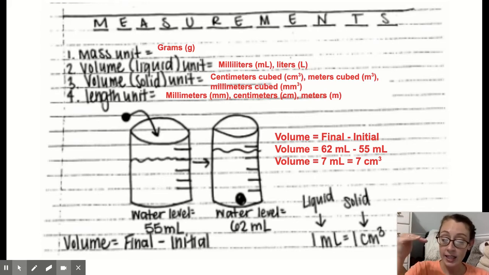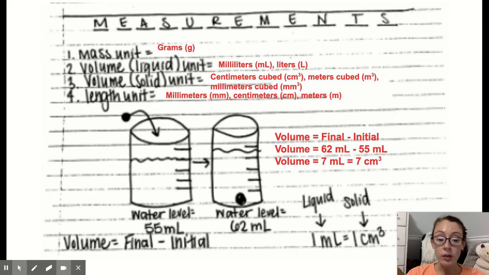Now, we're not adding any water, but that golf ball itself has volume, and that's what we're going to try to find out because we don't know what the volume of that golf ball is. So we're going to try to find out the volume of that golf ball. So we put it in the water, and we look and see where the water comes to now. So our water has risen to 62 milliliters.